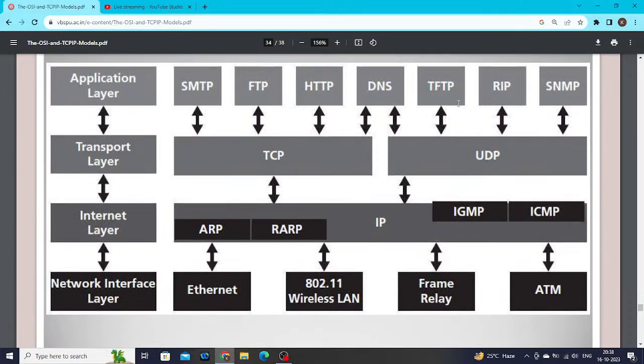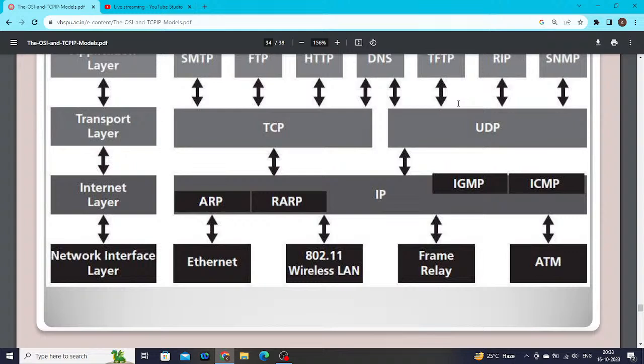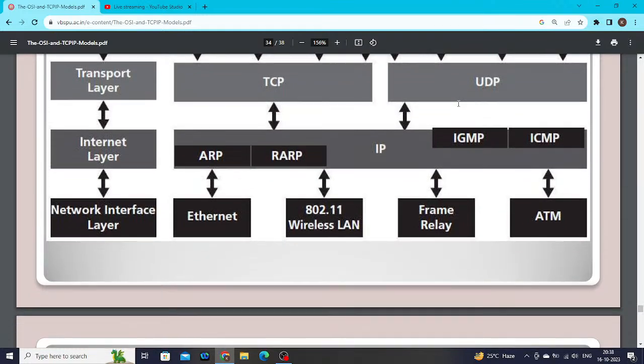And at the internet layer are ARP, RARP, that is your IP address, and IGMP, ICMP. And at the network interface layer, that is your Ethernet, 802.11 wireless network, frame relay, ATM.